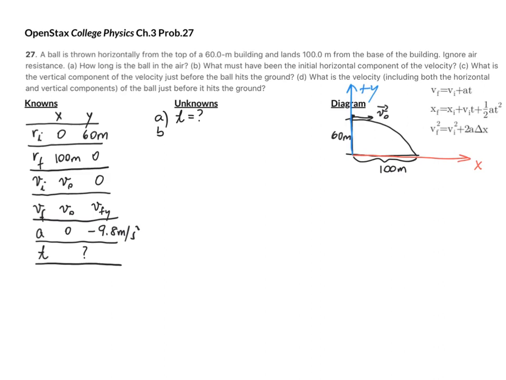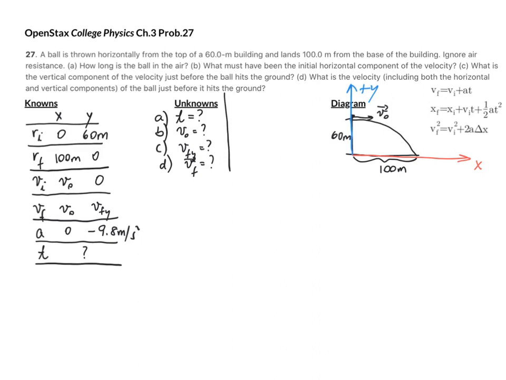In part B, we want the initial horizontal component of the velocity. So we're looking for this v naught. In part C, we want the vertical component of the velocity just before the ball hits the ground. So we're looking for the v final y. And in part D, we want the entire final velocity. So I'll write it like this as a vector. So I have to remember that I'm looking for both magnitude but also direction. So I want an angle for that. So those are my unknowns.